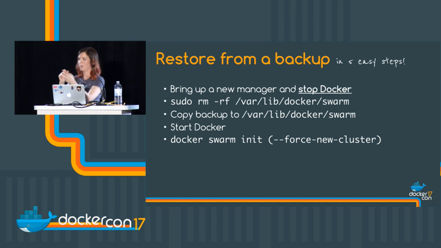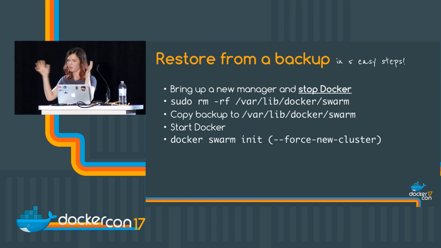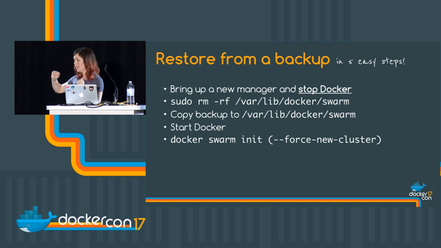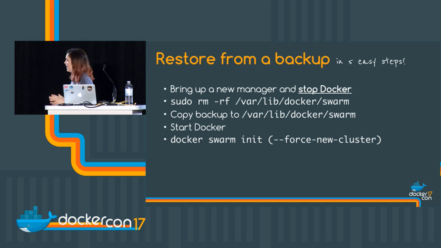You have a backup, so you have /var/lib/docker/swarm backed up somewhere. You want to bring a new node online and stop Docker. It is possible to do a hot backup and a hot restore, but for your own sake, just don't do it. Don't try to have Docker changing the state when you're trying to recover from a backup. Same for when you take the backup, just stop Docker. Make sure that /var/lib/docker/swarm is totally cleaned out. You can do a sudo rm -rf, which is my favorite way of ensuring nothing is there.